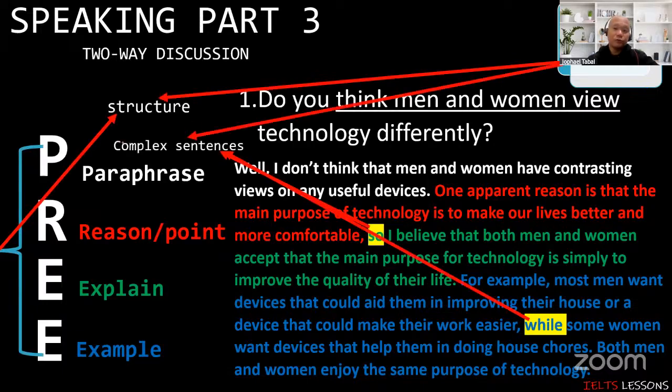We have here the use of complex sentences. So that's how the candidate speaks at length. Okay, so that is the second criteria for speaking part three.